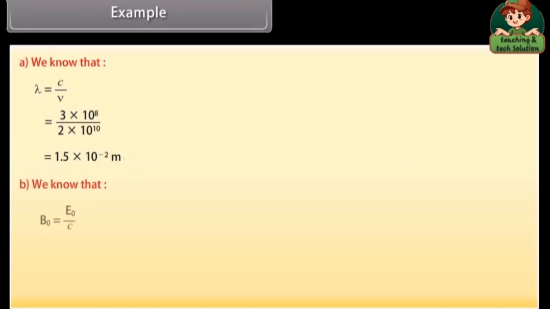We know that B naught is equal to E naught upon C. By putting and calculating the values, we get the amplitude of the magnetic field, which is equal to 1.6 × 10^-7 Tesla.